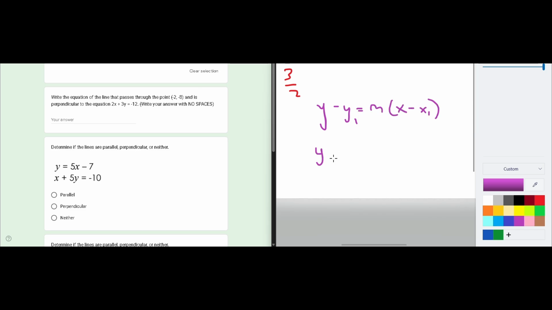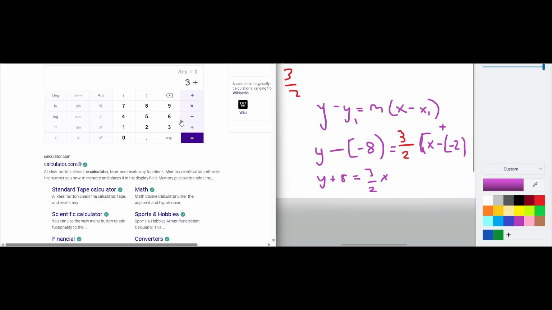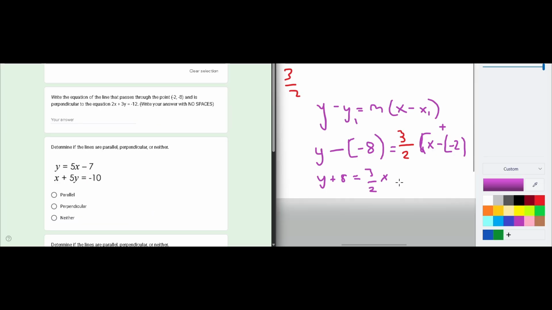y minus y1, which is negative 8, equals 3 over 2 multiplied by x minus x1, which is negative 2. And using our calculator, we can simplify this to y equals 3 over 2x minus 5. This is our equation that is perpendicular to the given equation.